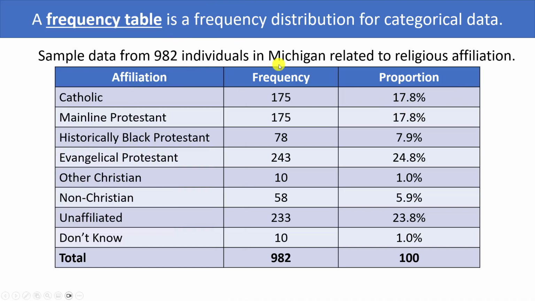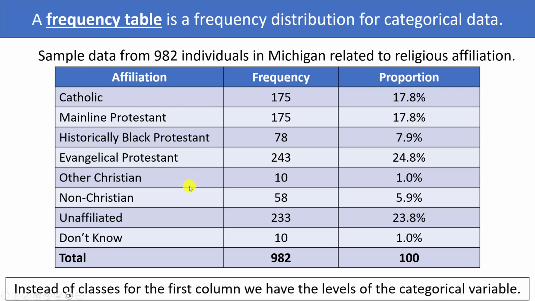So a frequency distribution, same thing as a frequency table, but now we just have categorical data. So now instead of the classes that we had for the first column, we're going to have what we call the levels of our categorical variable. Level just meaning what the different options are.